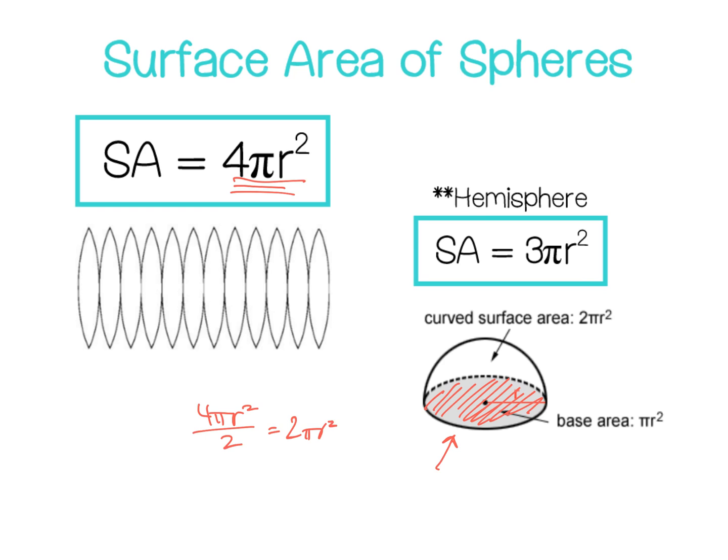So really, we had the 2 pi r squared from the dome part, then we have to add in another pi r squared. Keep in mind that coefficient there is 1. That means we have 3 pi r squared. So for a hemisphere, it's 3 pi r squared. For a sphere, it's 4 pi r squared. Nice thing is we have one variable here.